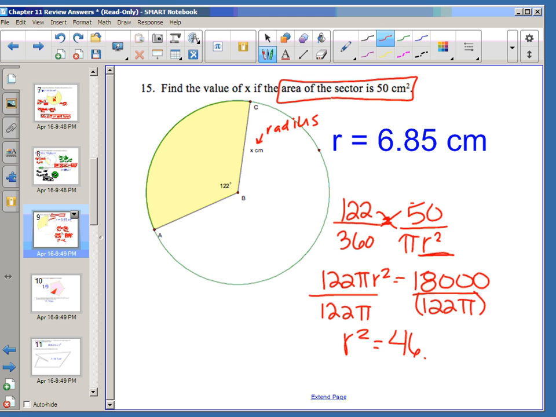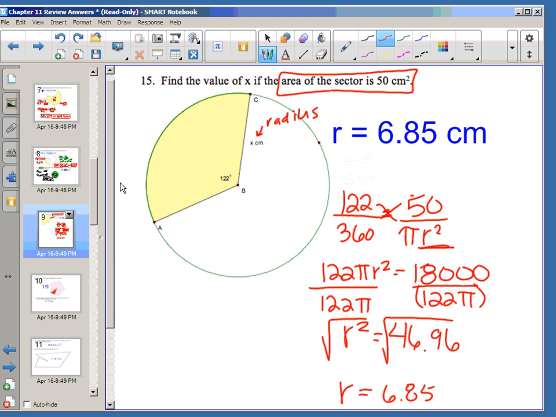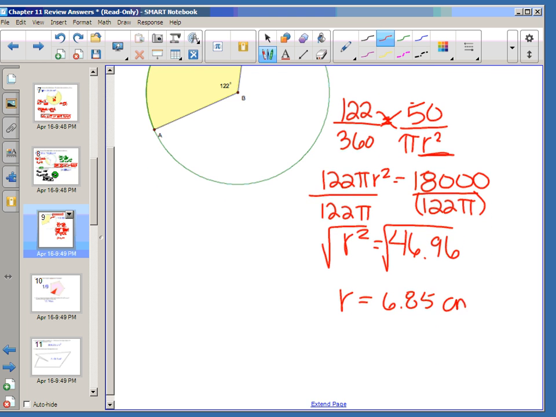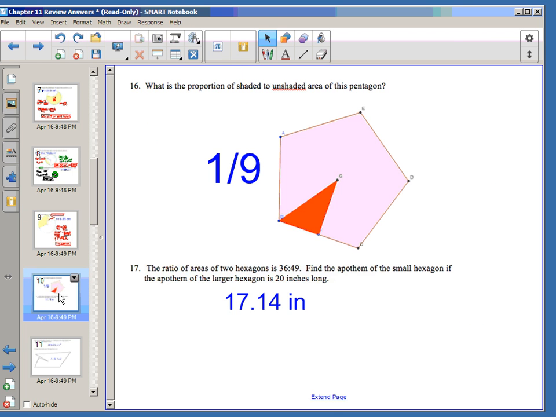I get 46.96. And our final step is to solve for r, which is going to end up being 6.85. And what are we working with here? Centimeters. And that's just a radius, so it's not going to be centimeters squared, it's just going to be centimeters. All right, we're in the home stretch.